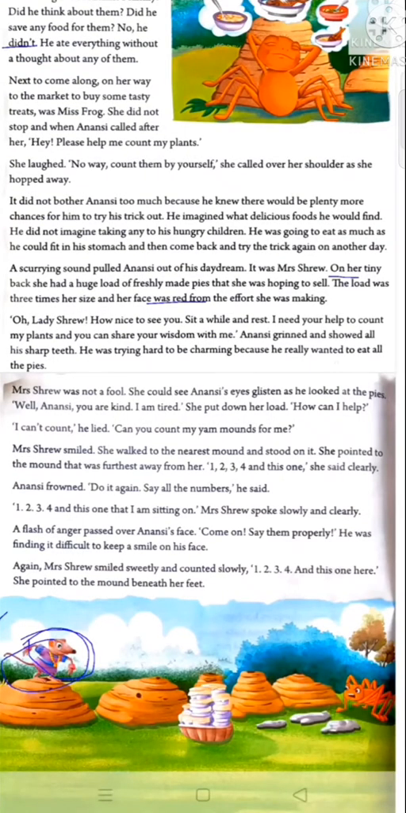A scurrying sound pulled Anansi out of his daydream. It was Mrs. Shrew. On her tiny back, she had a huge load of freshly made peas that she was hoping to sell. The load was 3 times her size, and her face was red from the effort she was making. So, as you can see, the next creature is a little shrew, or Mrs. Shrew here.